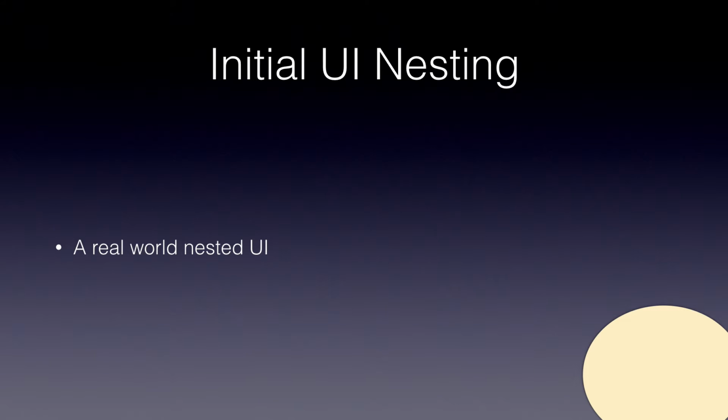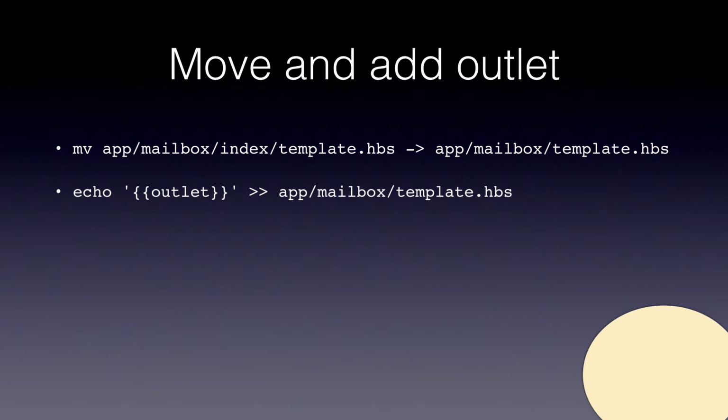So let's go to a more realistic nested UI, more complex. What we're hoping to achieve here is something a bit more like Apple Mail, maybe, where you've got mailboxes listed and you've got emails listed and you can view an email at the same time. This is really simple to do, obviously. Ember makes nesting really easy.